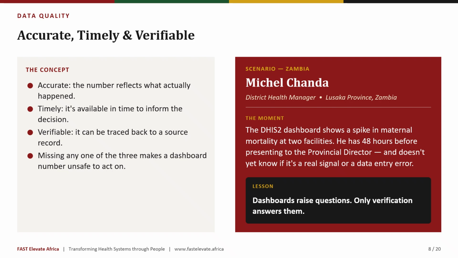Data quality. Before using any number, ask 3 questions. Is it accurate? Is it timely? Is it verifiable? Even if one answer is no, that data is not ready for decision making. Accurate means the number reflects what actually happened. Timely means it's available in time to inform decisions, and verifiable means it can be tracked back to the source record. Missing any of the three markers makes a dashboard unsafe to use.